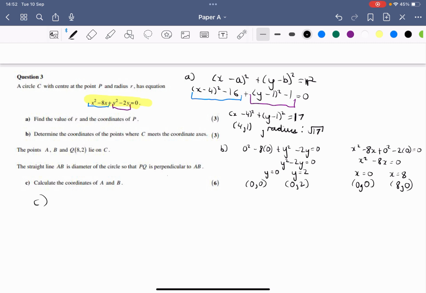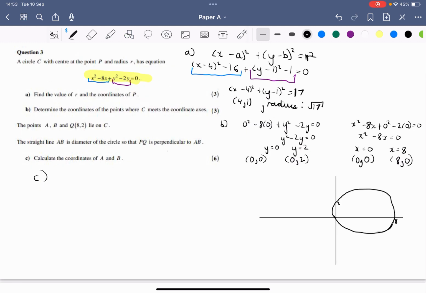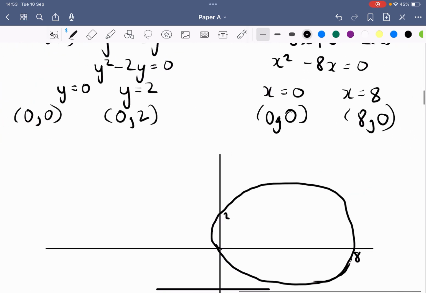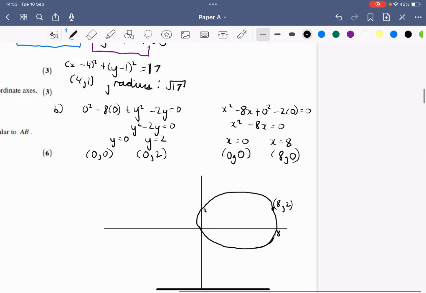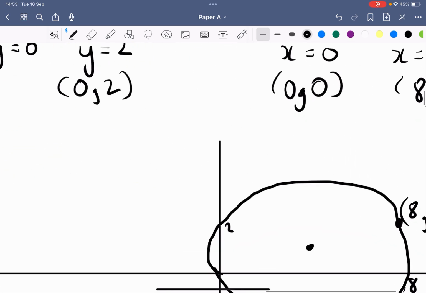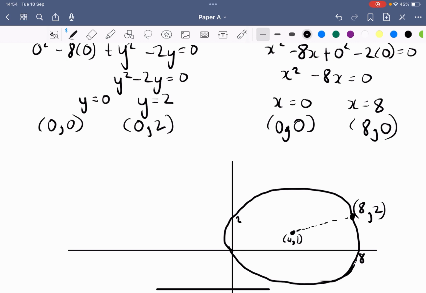Alright, so to do this, I think a diagram is really helpful. And for most circle questions, when it gets kind of complicated, it's best to draw a diagram. So the point Q is at (8, 2), so that's somewhere around here. The point P is the center, and we know it's at (4, 1), alright? So that's about here. Okay, so we know that the line that we're interested in, the diameter, in fact, is perpendicular, so it's something like this.